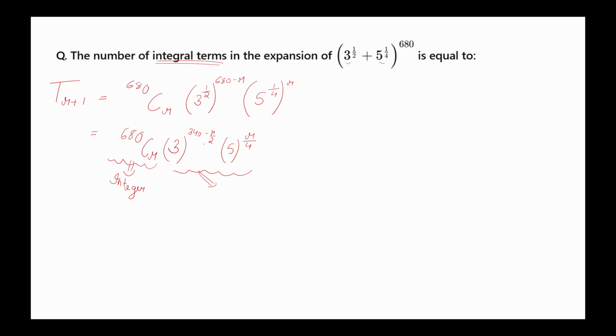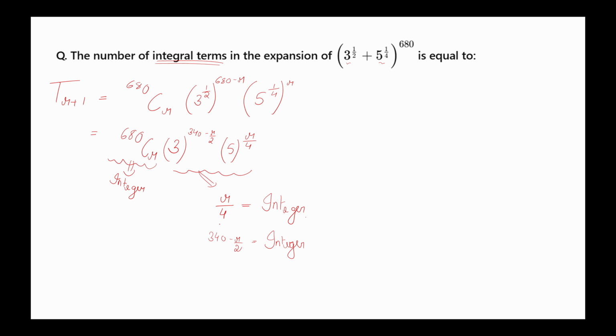So how can we convert this? Of course, the powers of these two terms, 3 and 5, should also be whole numbers. If the power is a whole number, that means we can get an integer while solving it. So r by 4 must be equal to a whole number, and 340 minus r by 2 should also be an integer. Let me write integer only so that it becomes easier to understand.